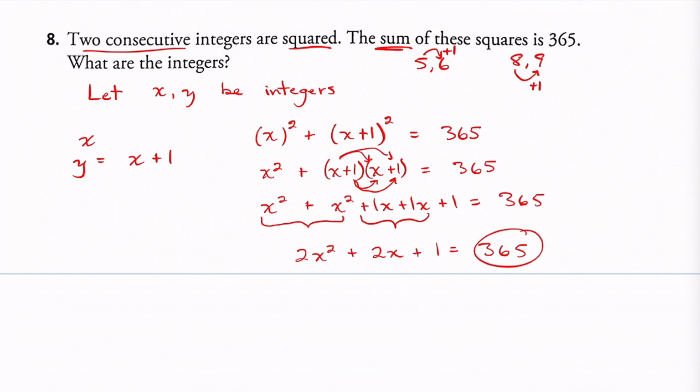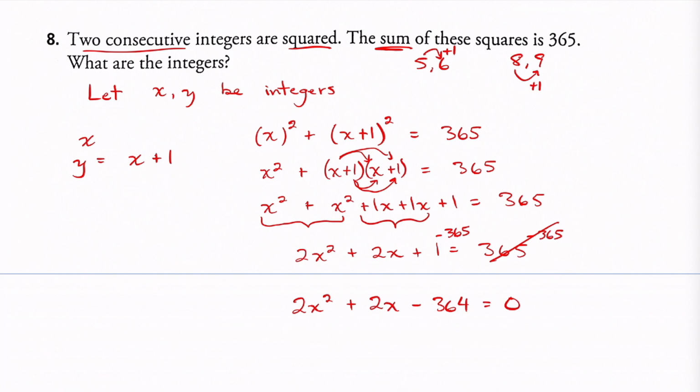Okay, I want to get this 365 on the other side. I want all my terms on one side, so I'm going to subtract 365, subtract 365. Those cancel. And then I just got 2x squared plus 2x minus 364.